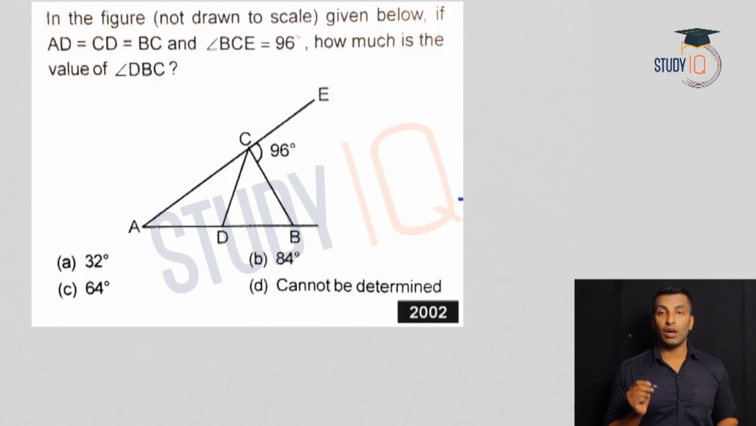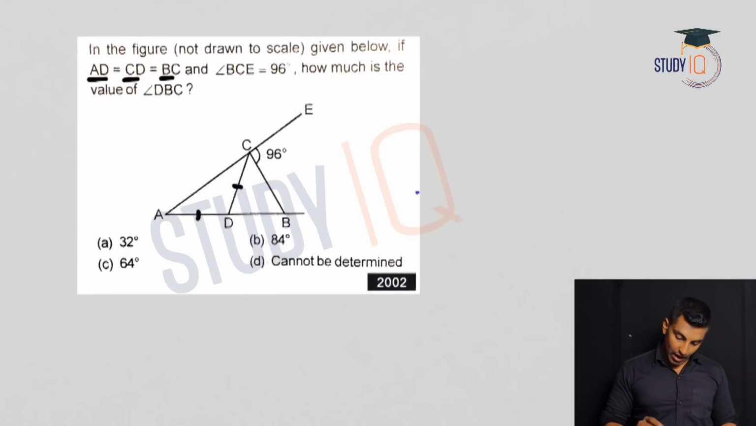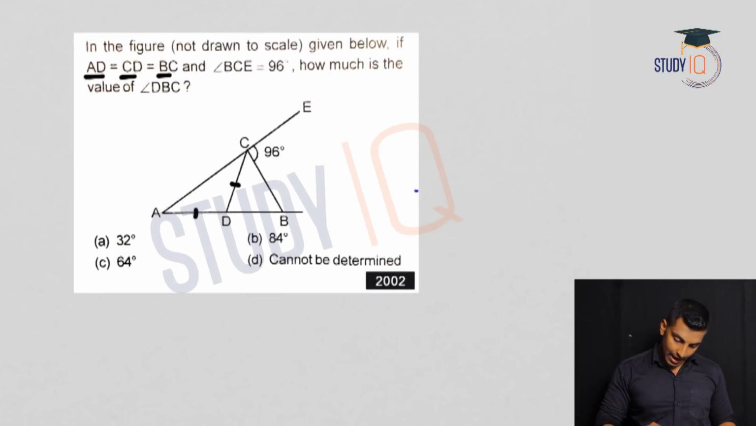Now take a minute and solve this question. See what is given: AD equal to CD equal to BC, right? So AD and CD are equal. Since AD and CD are equal, the opposite angles will be the same. Since we don't know, we can mark those angles as x. Okay, so let me mark it as x and x.